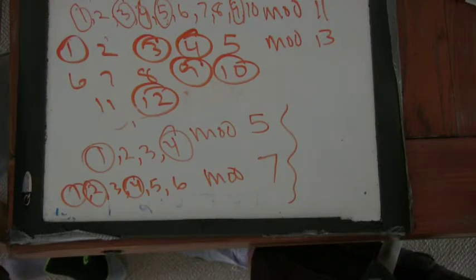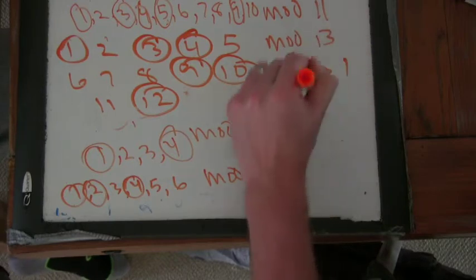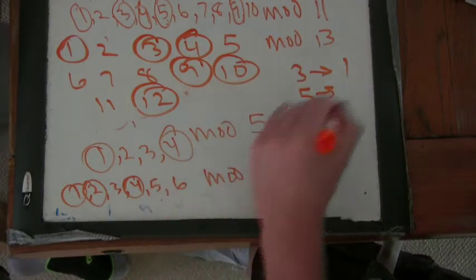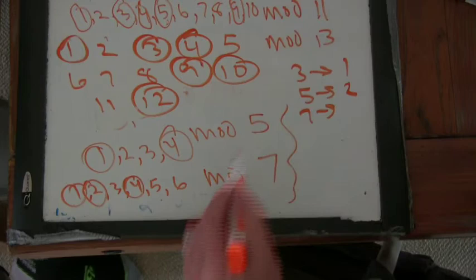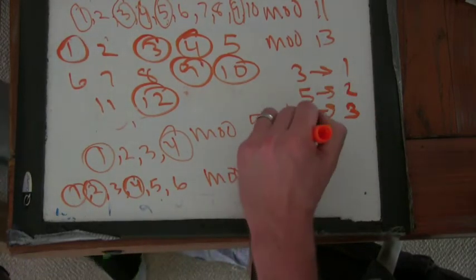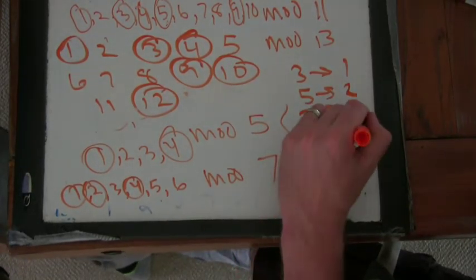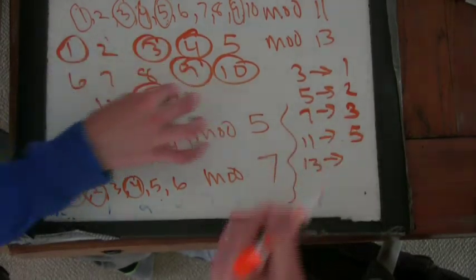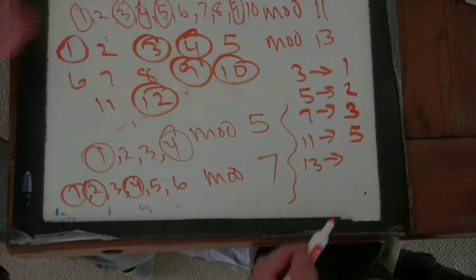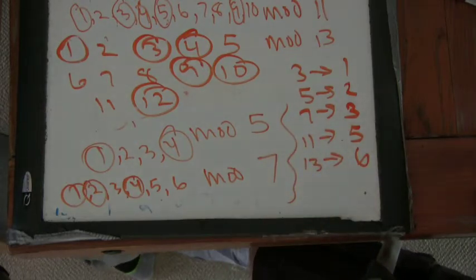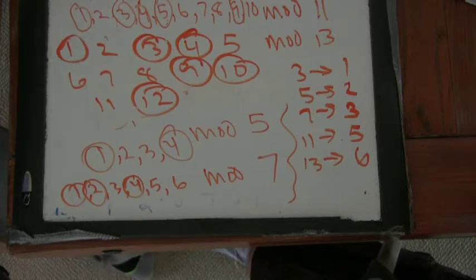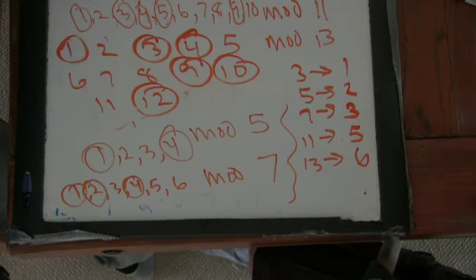Nice. So let's see. For 3, we had just 1 square. For 5, we had 2. For 7, we had 3. For 11, we had 5. And for 13, we had only 6. Yeah, so it's a tricky pattern. But there's still a pattern here. It's just a little harder to find. 3 goes to 1, 5 goes to 2, 7 goes to 3, 11 goes to 5.